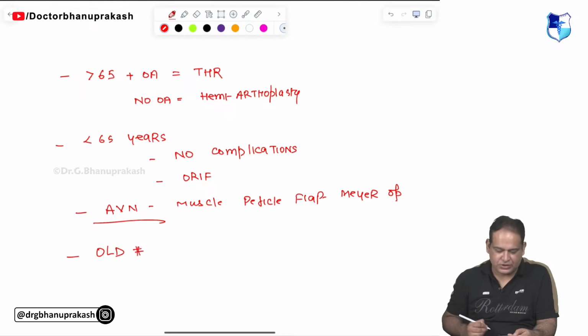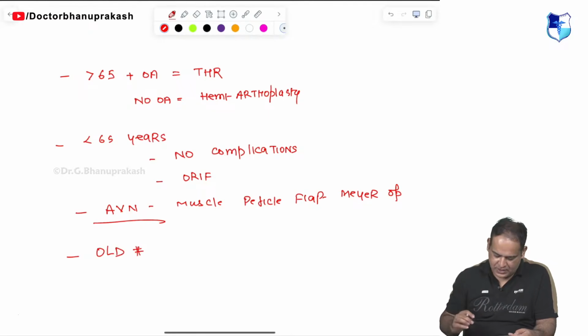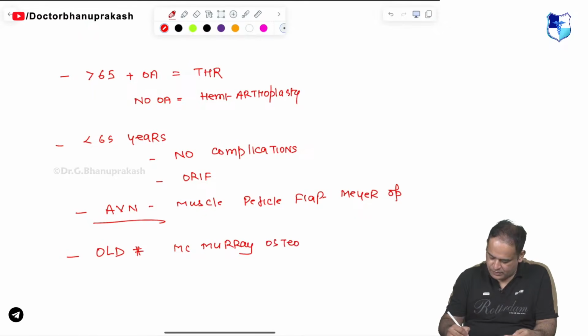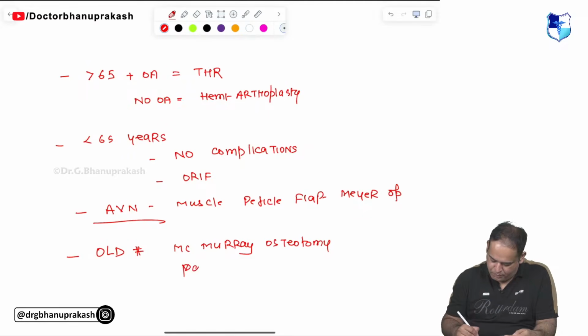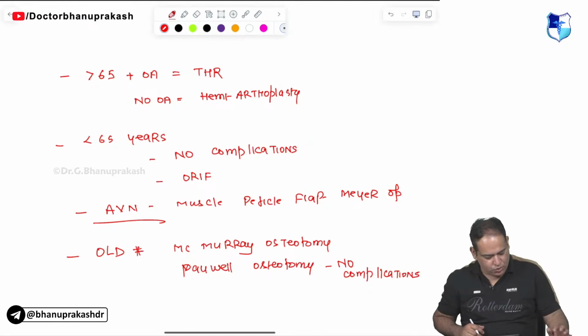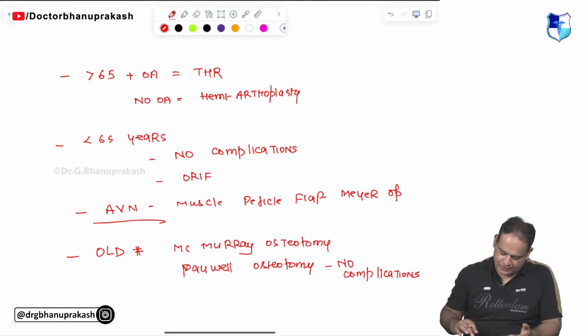Now old fracture, less than 65 years, and then there is old fracture. Then you can do McMurray osteotomy or Powell osteotomy if there are no complications, right?